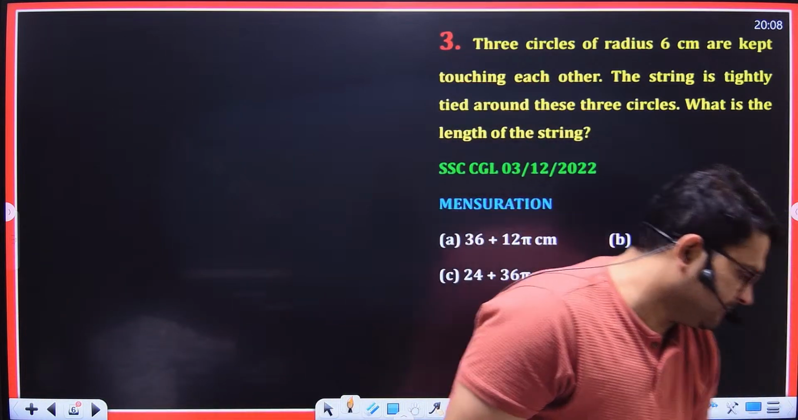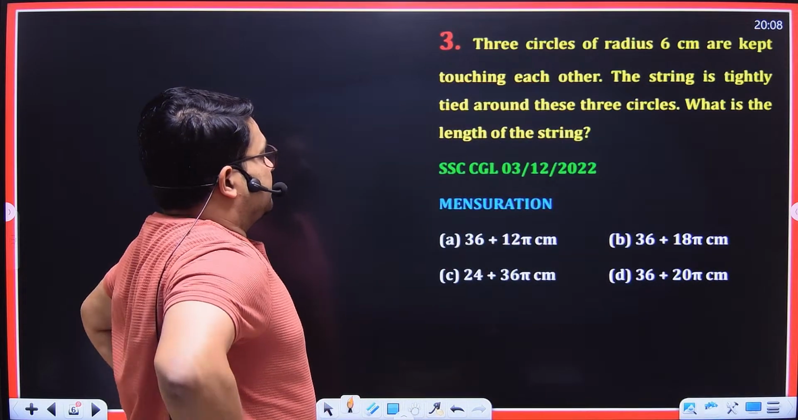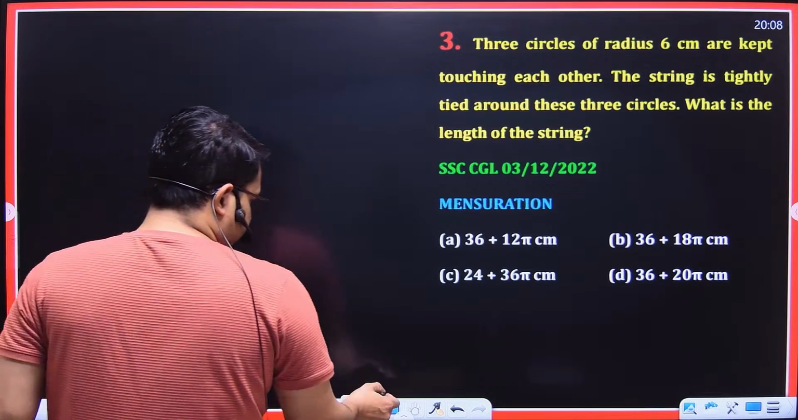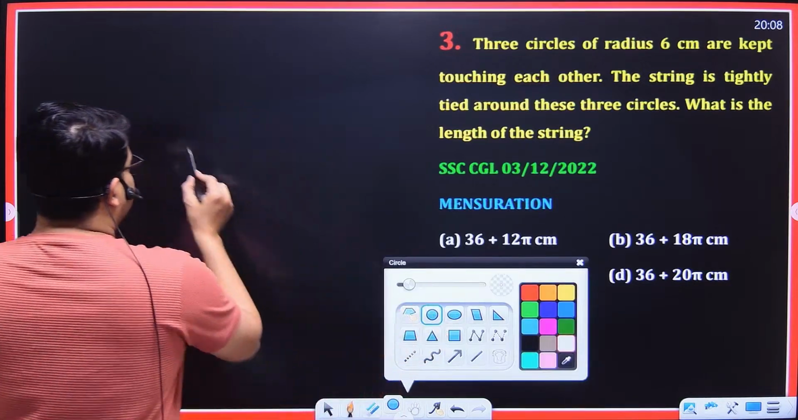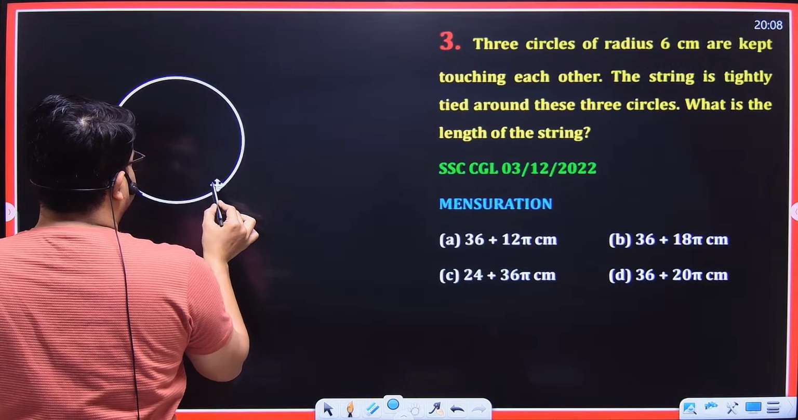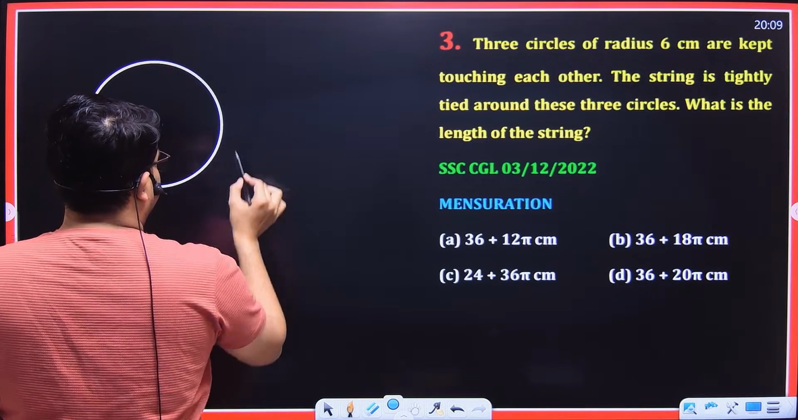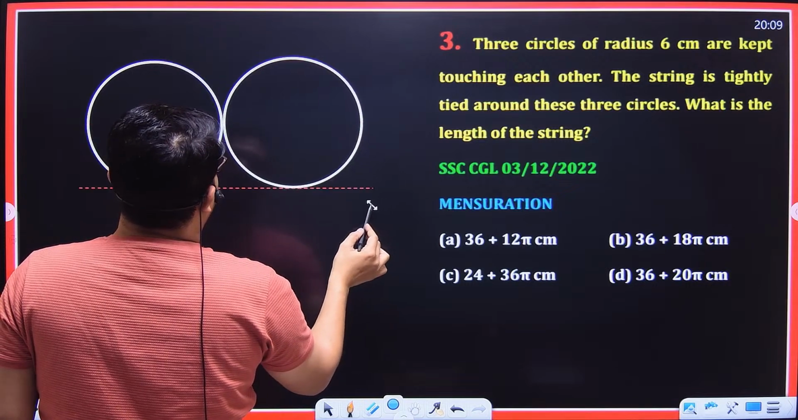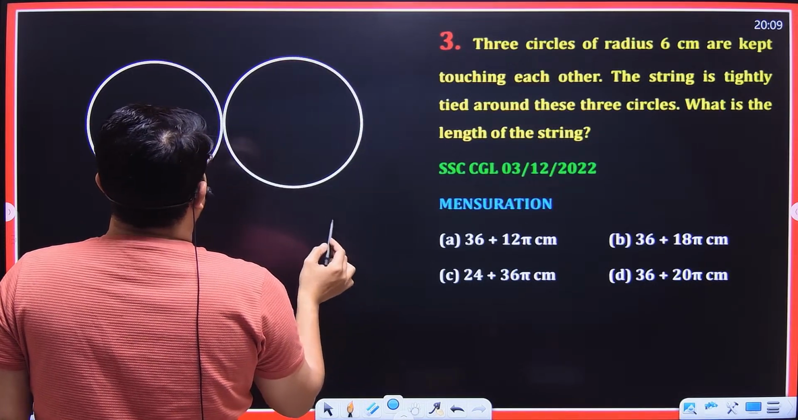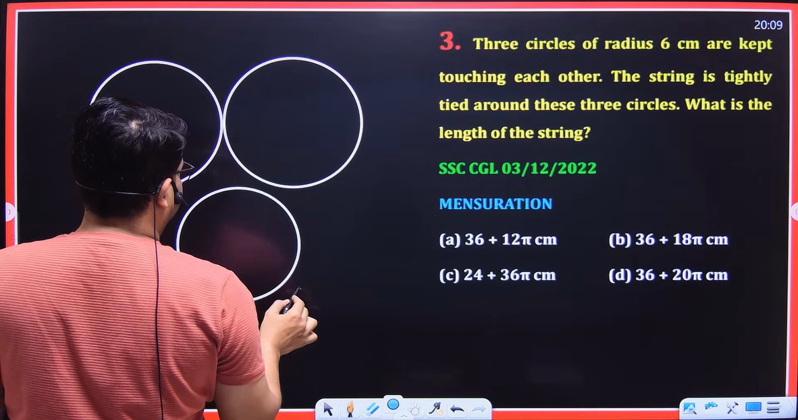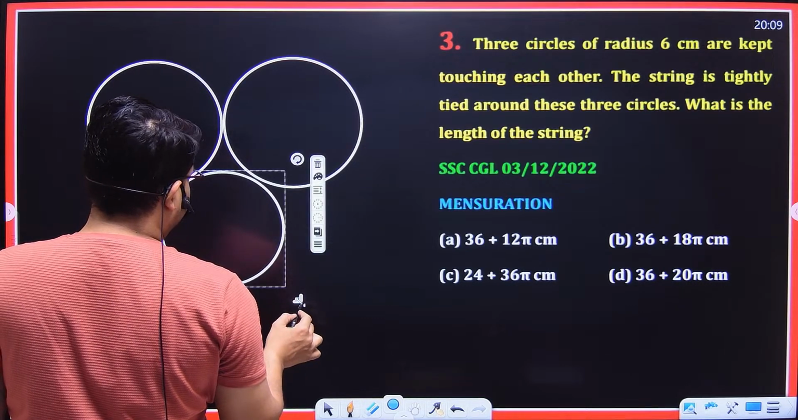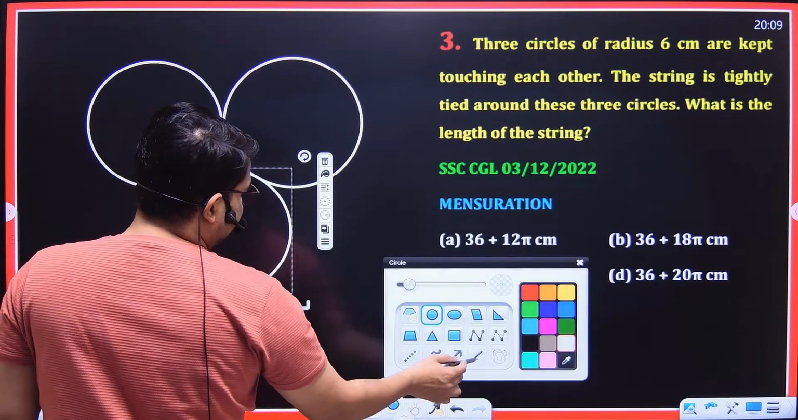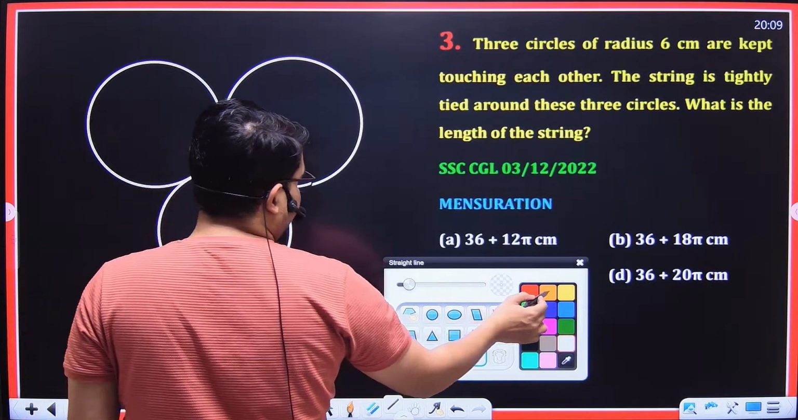So we have 3 circles. This one is our first circle. This one is our second circle. And these circles are identical. It means all have the same radius. And this one is our third circle. These touch each other externally. A string is attached to them. Suppose this one is my string.